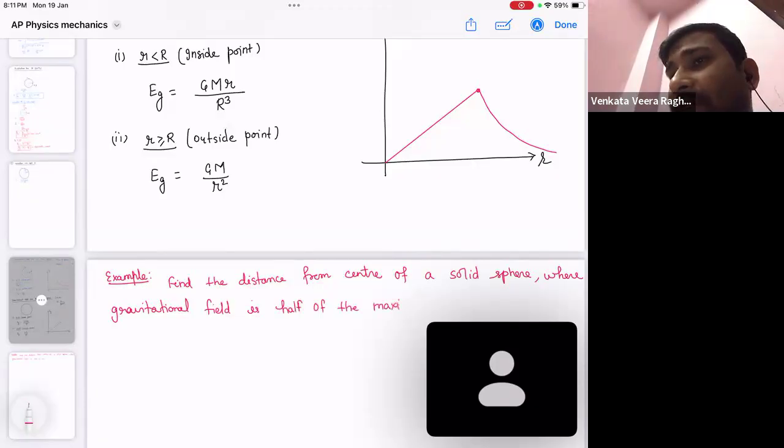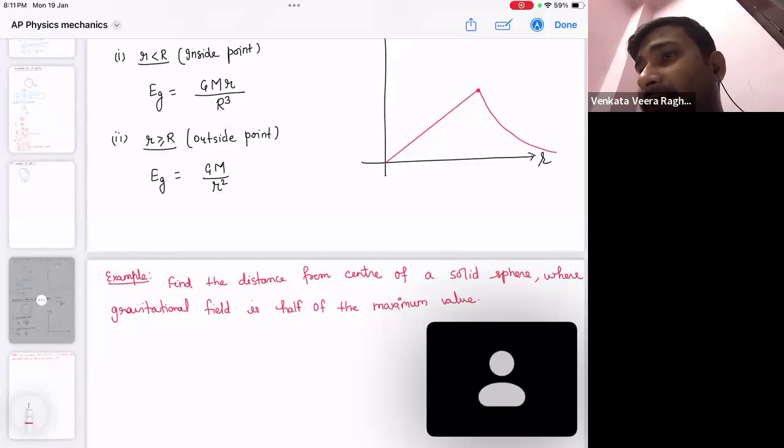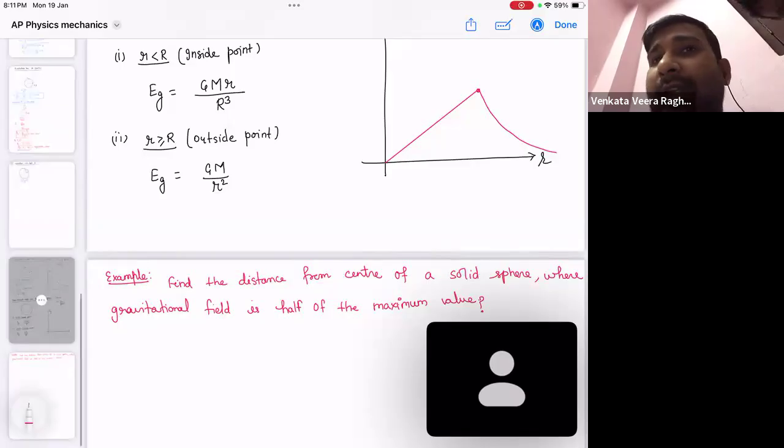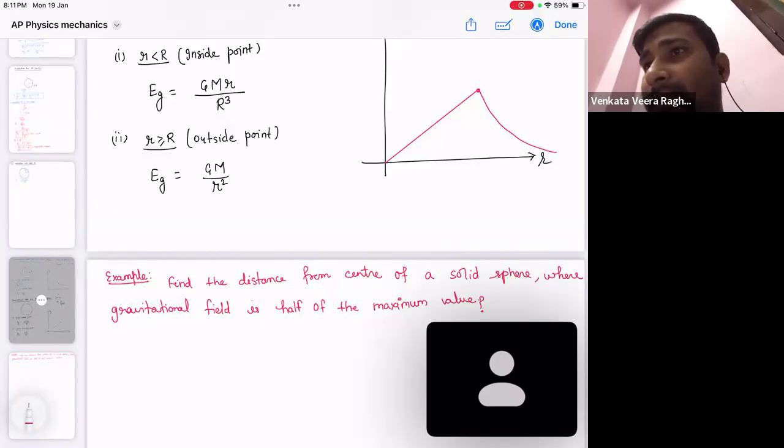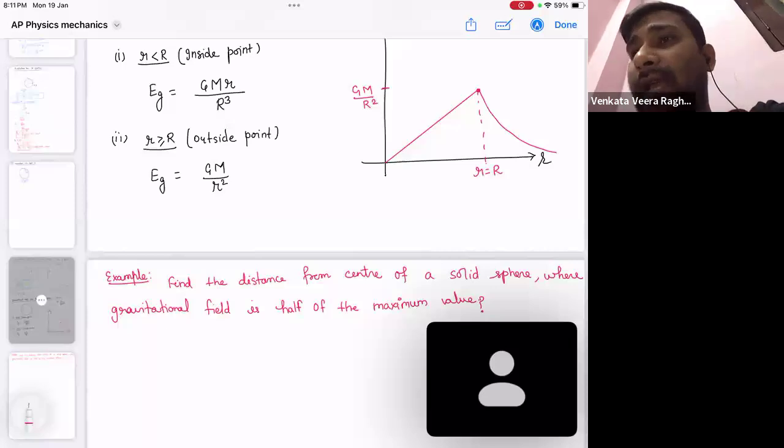Can you tell me what is the maximum value of gravitational field and where it will come? What is the maximum value of gravitational field due to a solid sphere, and where does the maximum value of the gravitational field come? Does it come at the surface? Small r equal to capital R, that means this is the surface. What is the field at the surface? Field at the surface is GM by R square, right?